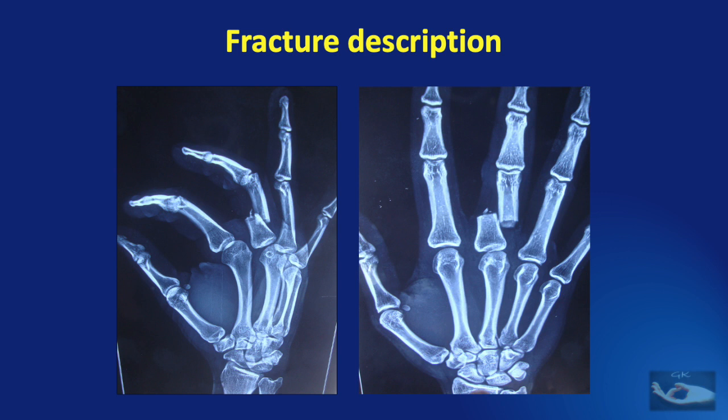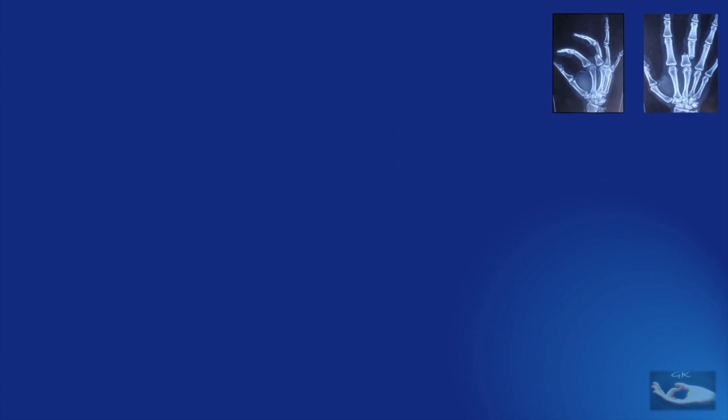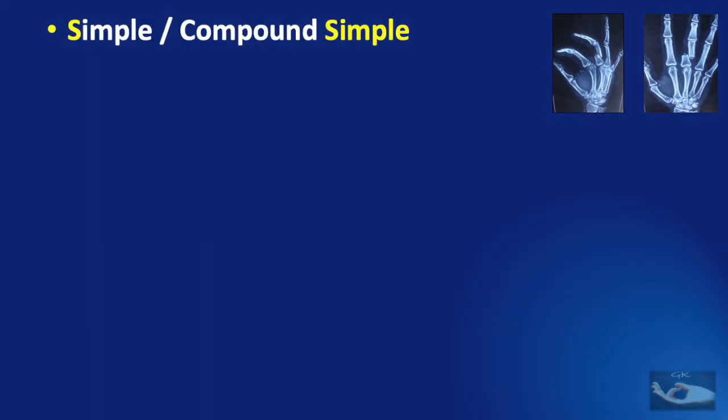Let us consider this example of a patient with a blunt injury to the middle finger. We have learned the different parameters for describing the fractures and we shall try to describe these fractures too under those parameters. I have already mentioned that it was a blunt injury, so this will come under the category of simple fracture. The morphology of the fracture line is transverse, so it is a transverse type fracture.